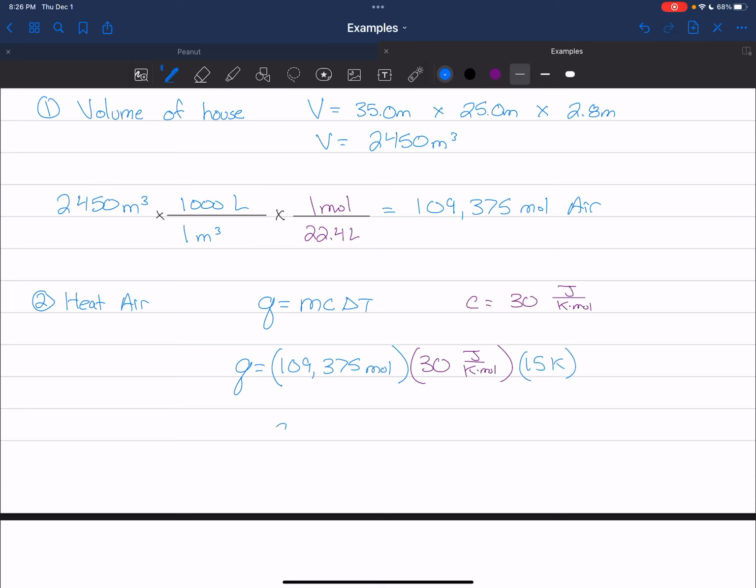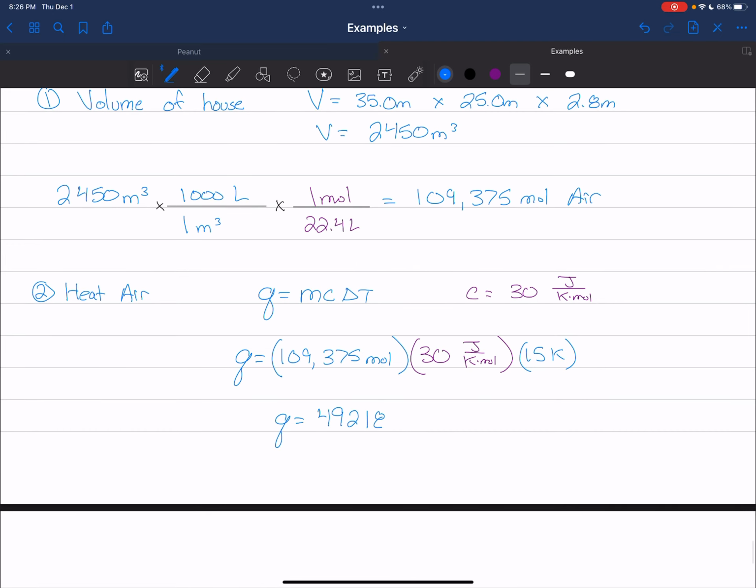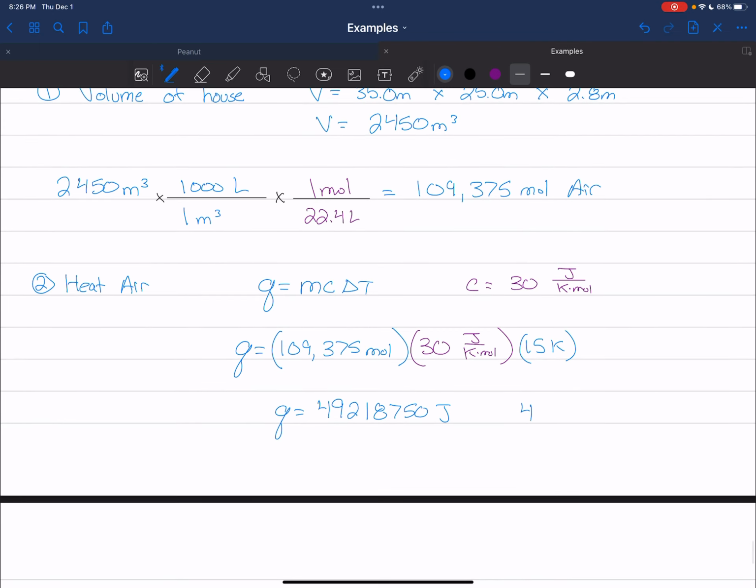So Q happens to be 49,218,750 joules. Or if you divide that by 1,000, it's 49,219 kilojoules. So that's the heat required.